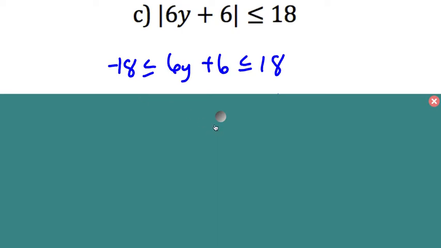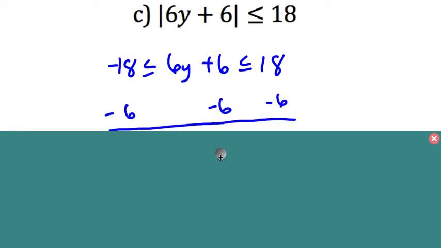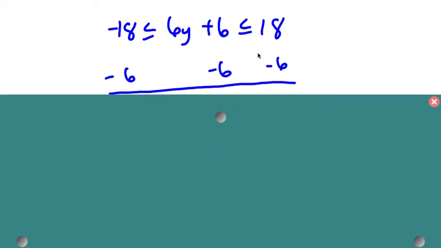Now we're going to go through our different steps here. We want to get y by itself. So move this 6 first. That's a positive 6. So we're going to do the opposite and subtract 6 from all three parts. So minus 6, minus 6, minus 6. And we end up with 6 minus 6 in the middle here, so that is 0.